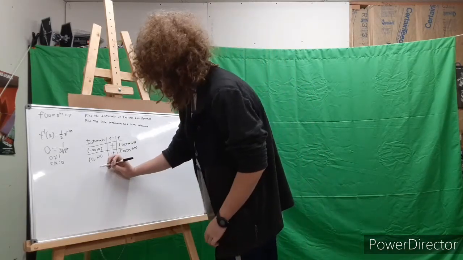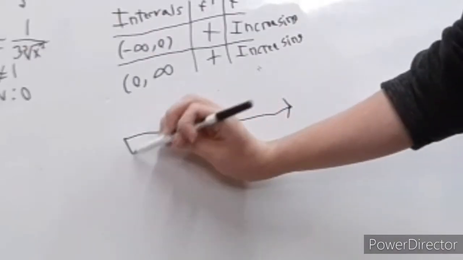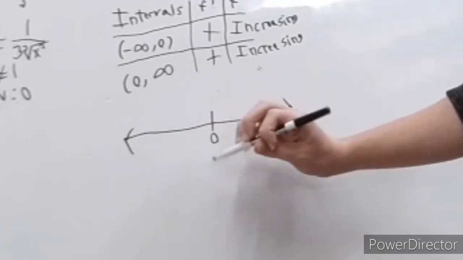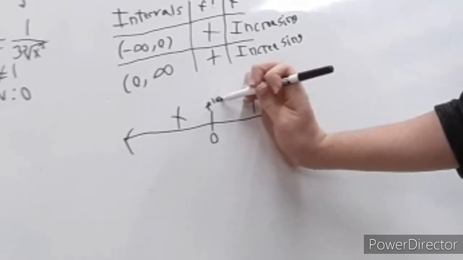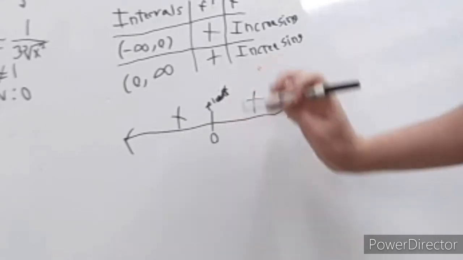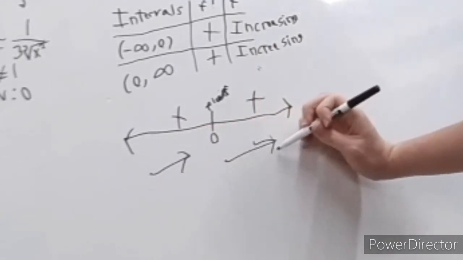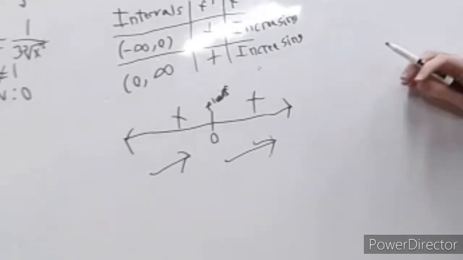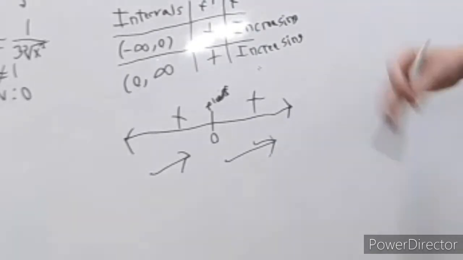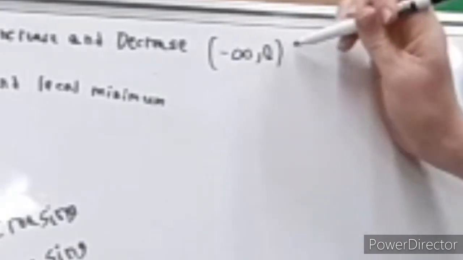So then you can see that at 0, it's positive, positive. Then it's increasing, it's still increasing. Well, it's just increasing from negative infinity to 0, and then from 0 to infinity.